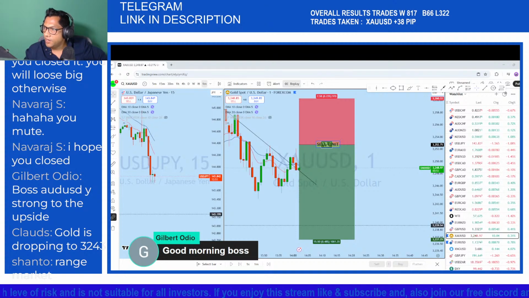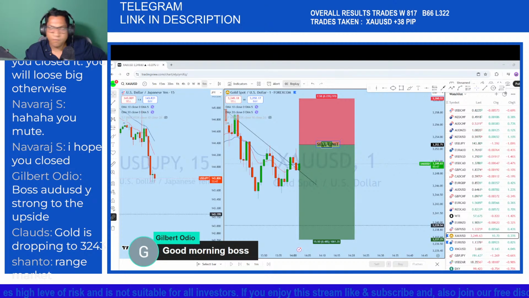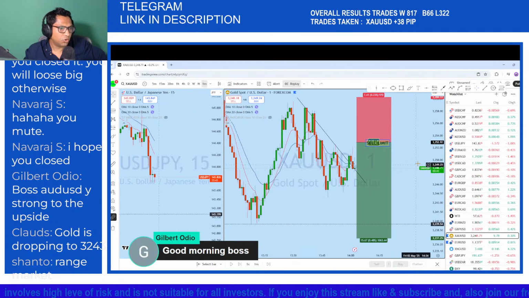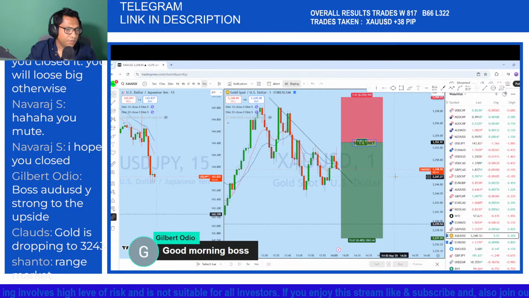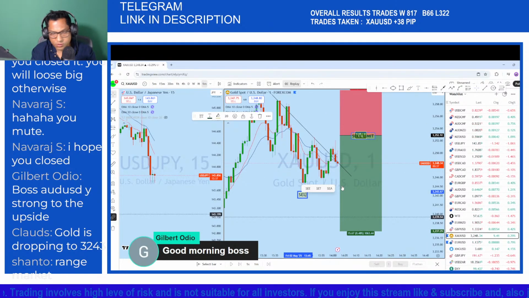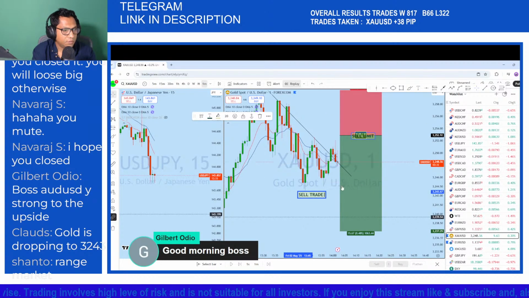So I have entered by market with a sell setup with a potential for a drop. So the same stop loss, everything the same. I am active with the sell trade here. So, sell trade active.